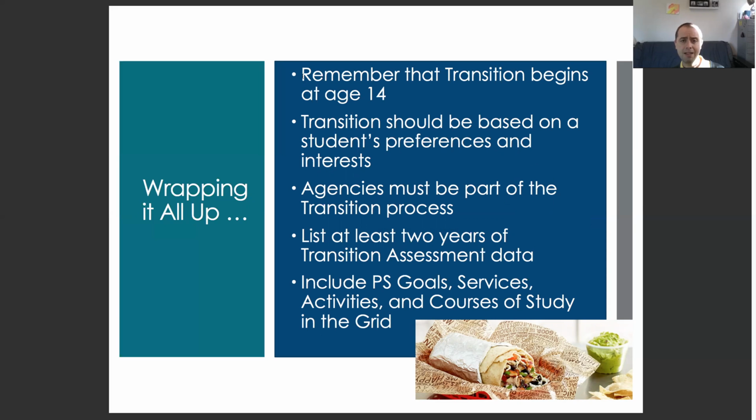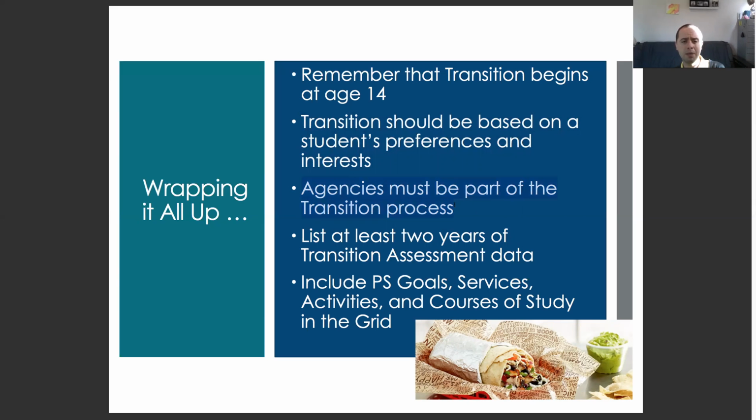But we want to make sure that we understand that transition begins at age 14. And remember, if that student is going to turn 14 within the duration of the IEP, then we need to start transition at that time as well. Transition should always be based on a student's preferences and interests. We have to take into consideration what that student wants to actually do. If the student has unrealistic goals, we don't want to be that dream crusher. We want to use assessment to help them get to that piece and say, you know what, I did want to be able to do this for my goal, but this goal is more realistic, and thank you for showing me the way. That's why we need to be able to use assessment.